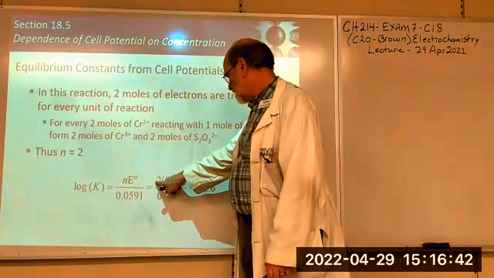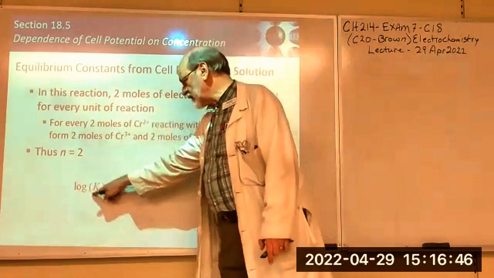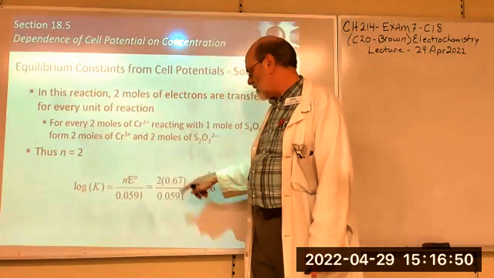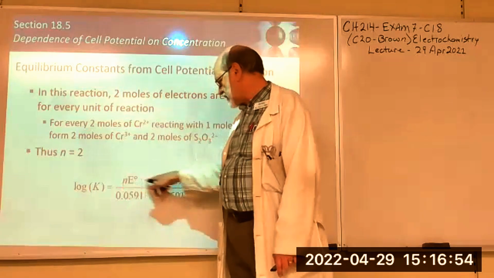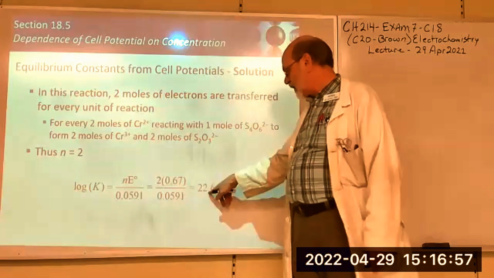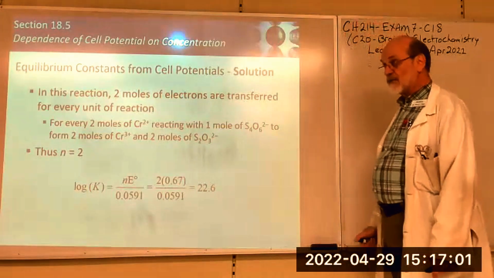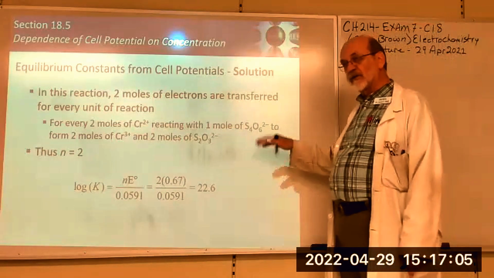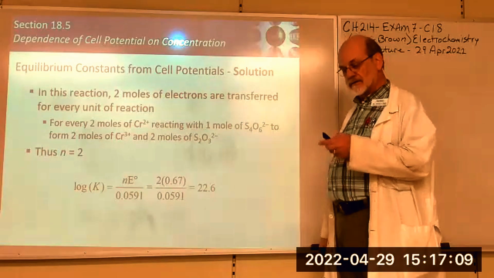N equals 2. Here's the standard voltage. We rearrange the equation in favor of K. So now we substitute E0 in here. We got that one is constant, and we got the 2 here. So now we know that the log of K for this reaction is 22.6. Really, really big number. And that's common for redox reactions that are written in the spontaneous direction. The K is going to be huge.